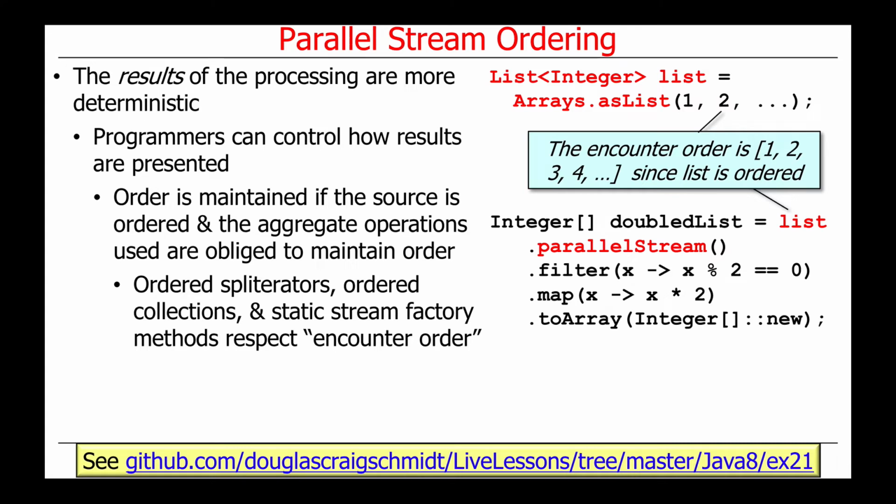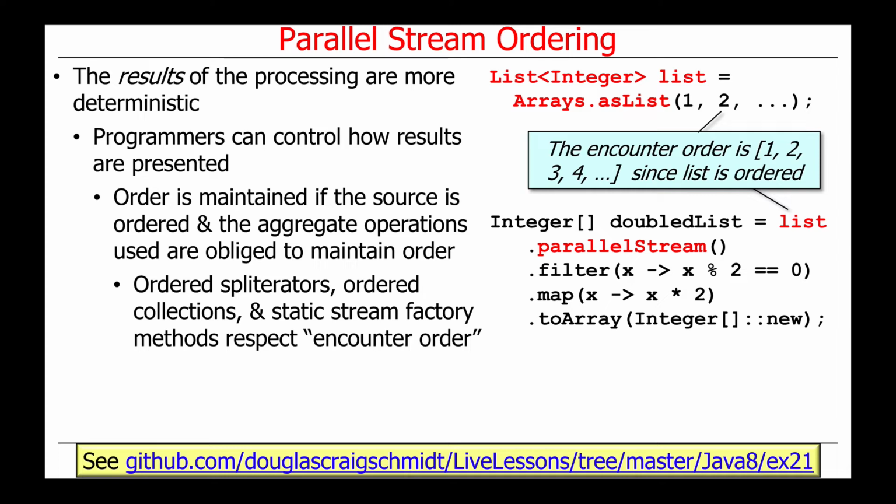What we're going to do now is take that input list and, in parallel, process all the elements in the list from 1, 2, 3, 4 up to n. And what we're going to do here is filter out all of the odd numbers. We're only going to keep the even numbers. So if x mod 2 equals 0, that means it's an even number. So we're going to keep that one.